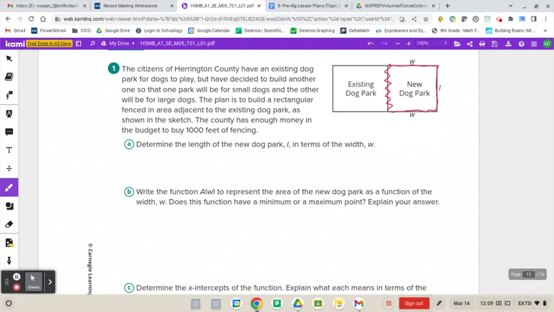Wait, no. Is it length times width times height? No, that's volume. Length plus width plus height. That's the volume of a cylinder. It's a prism. Cube. It's the volume of a cube. Yeah, that's what she said. Length times width. Oh my god. Okay. It's length plus width plus width.